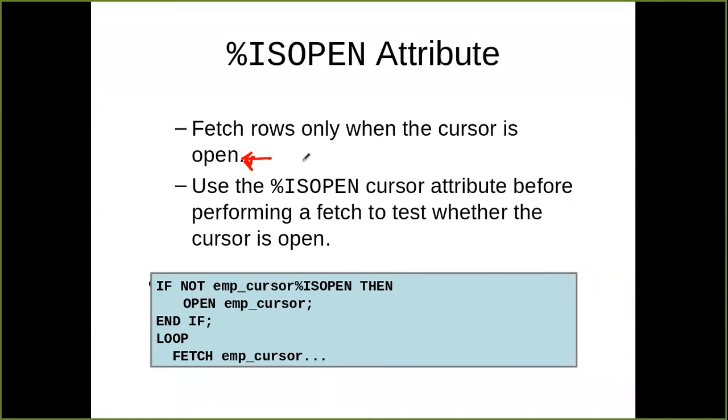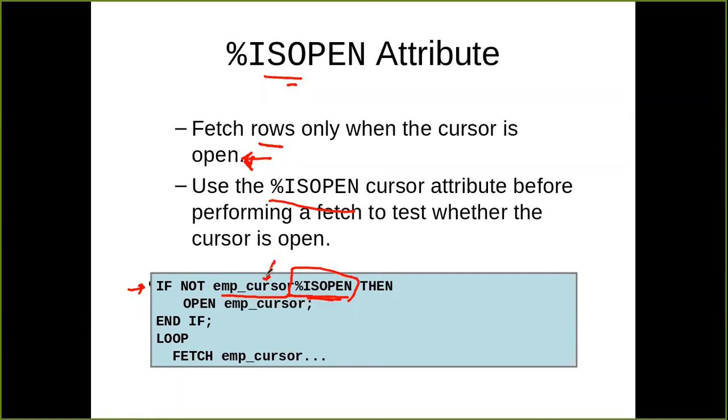So in order to avoid that kind of situation, before fetching rows from any cursor, you should check whether the cursor is open or not. %ISOPEN is an attribute that can be used for performing such a check. I can write the statement like this: if not employee_cursor%ISOPEN. Every attribute is used with the name of the cursor: first the name of the cursor, followed by the percentage symbol, then the attribute. So employee_cursor%ISOPEN will tell us whether the employee cursor is open or not.